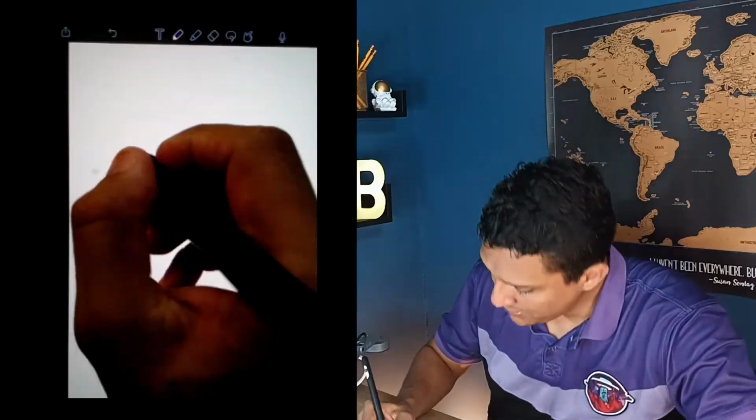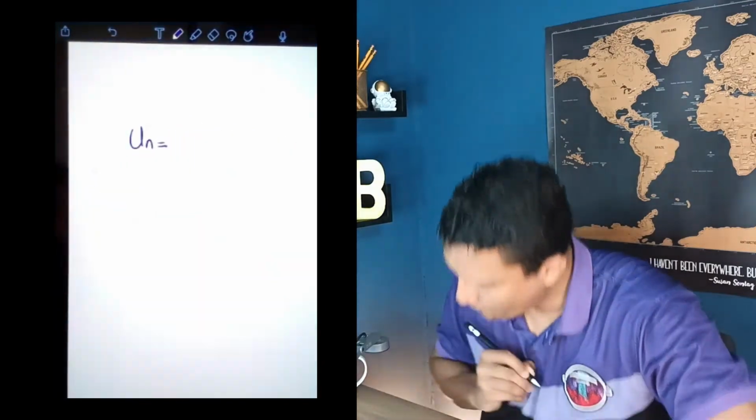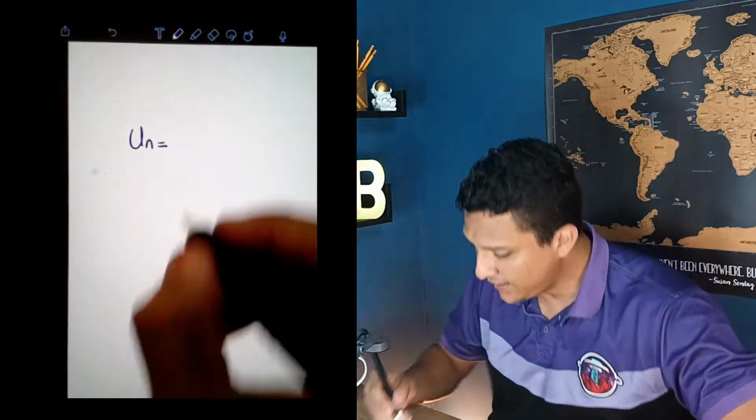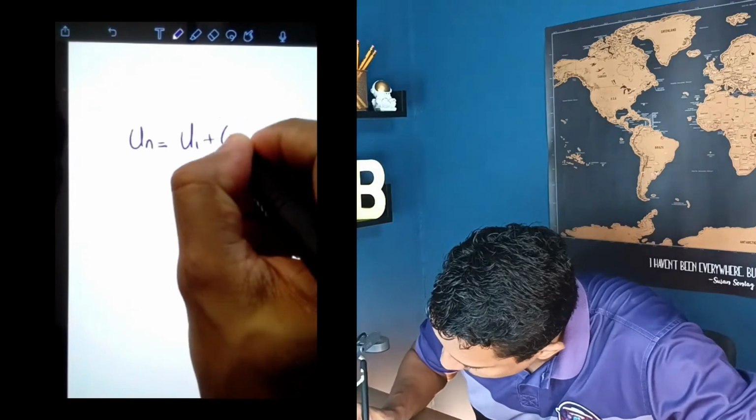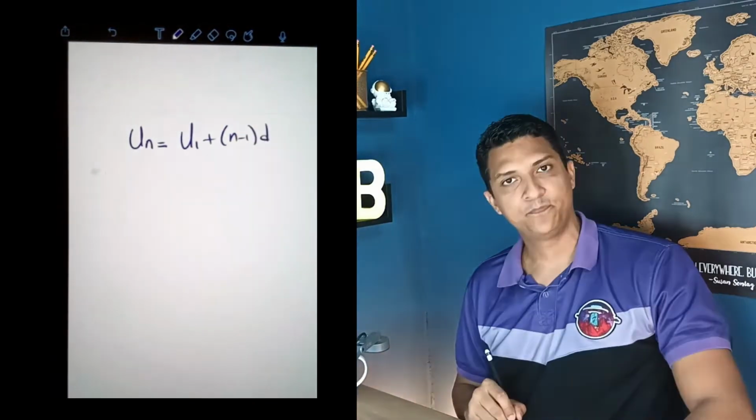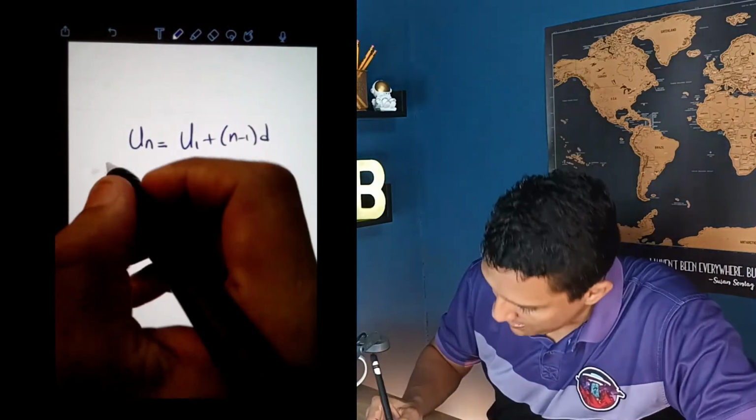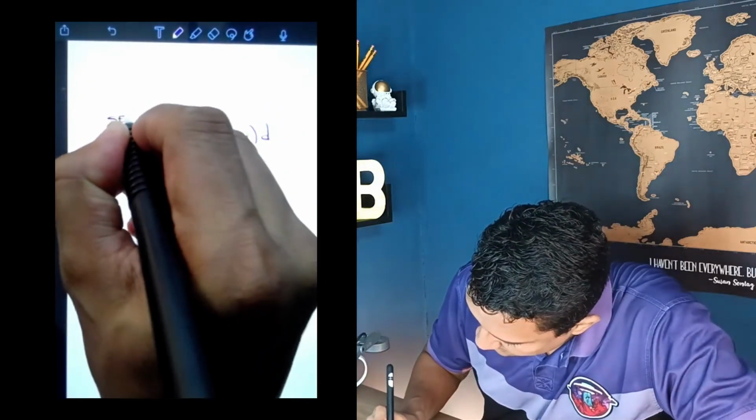As I mentioned, this is going to be our last video, and what I want to bring to your minds is the two formulas that we learned for arithmetic series, but also the formula that we learned for arithmetic sequence. We are going to need it. So I'm going to write them. Remember that the formula for arithmetic sequence is un equals u1 plus n minus 1 times d. This is for sequence.